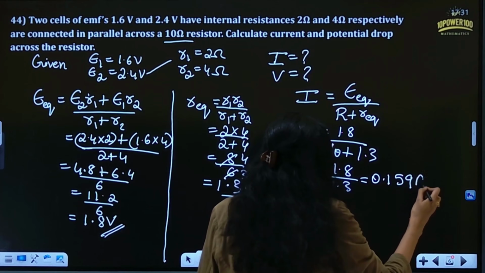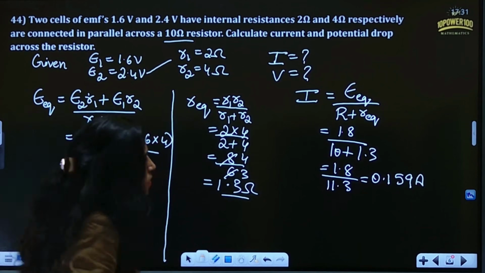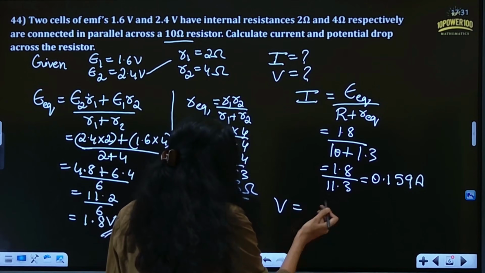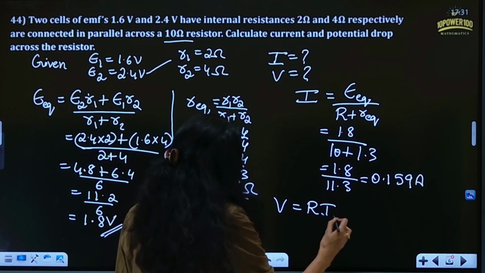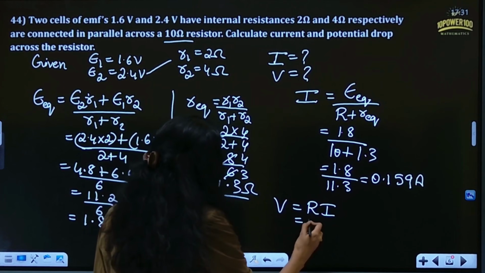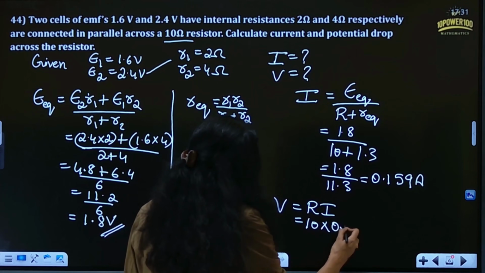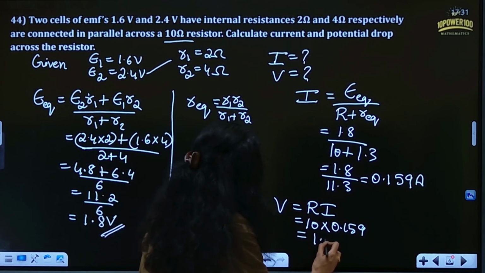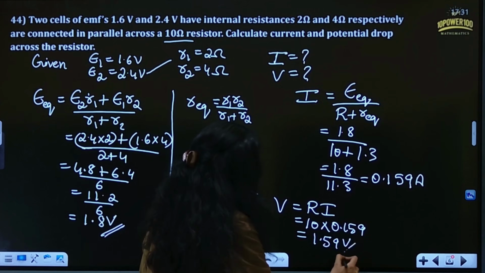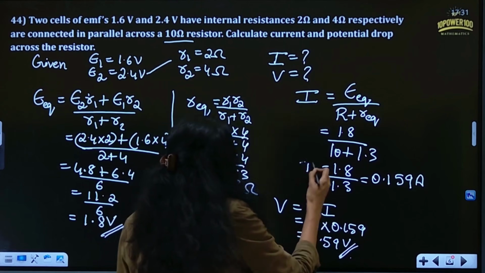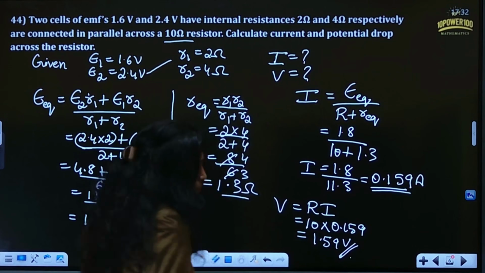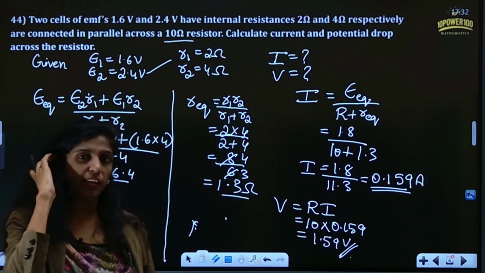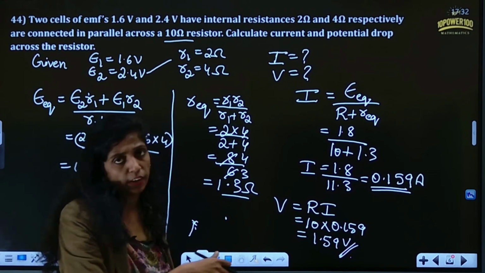0.159 ampere. Okay, so you're getting I as 0.159 ampere, whereas what is the value of voltage over here? Directly take Ohm's law formula, V equals R times I. So the value of R is 10 times I is 0.159. So 10 into 0.159 will be 1.59 volt. Okay, so this is the final answer. Even you can round it off over here, 0.159 can be taken as 1.6 also, or 1.6 volt can be taken.